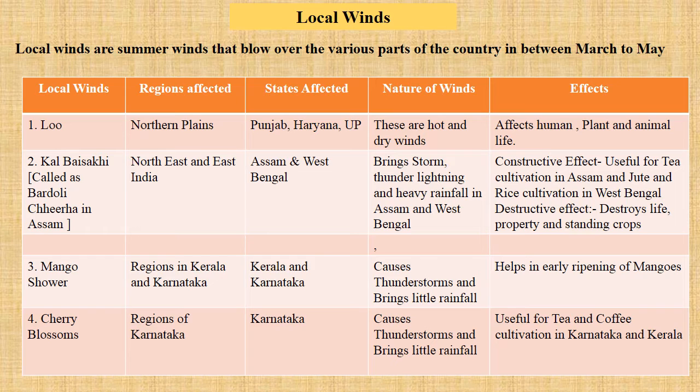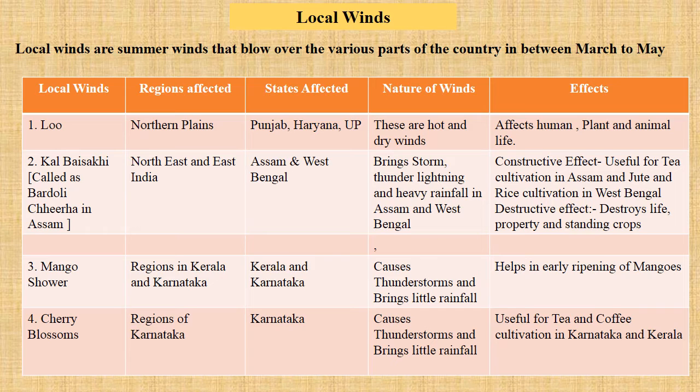The second wind is called as Kal Baisakhi. It is called as Bardoli Chherha in Assam. Now where do these winds blow? These winds blow in northeast India and East India. That means in Assam and West Bengal. How are these winds? These winds are very strong. They bring storm, thunder, lightning and heavy rainfall in Assam and West Bengal.